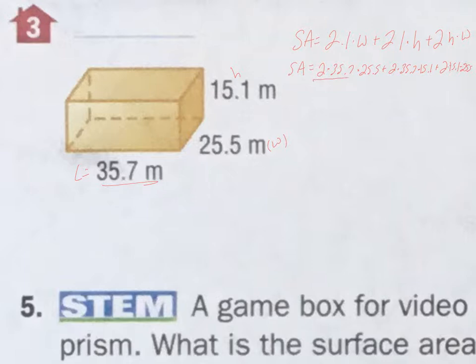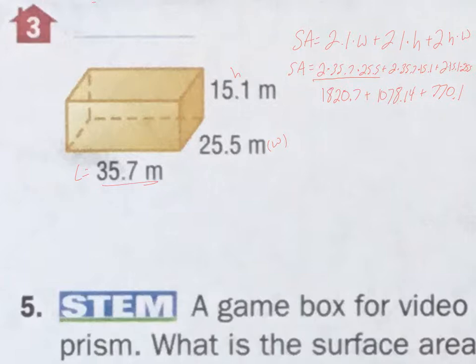We're going to do this first. 2 times 35.7 times 25.5 equals 1,820.7 plus, and we have 2 times 35.7 times 15.1 equals 1,078.14 plus 2 times 15.1 times 25.5 equals 770.1. Now let's add these all up.